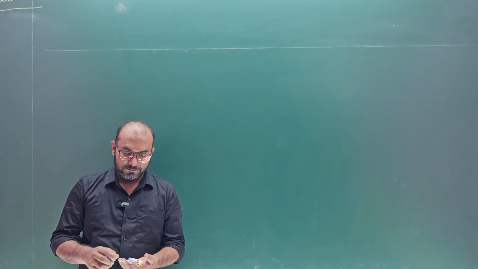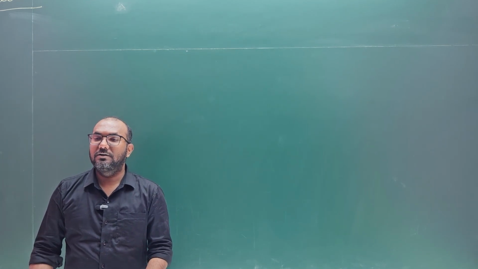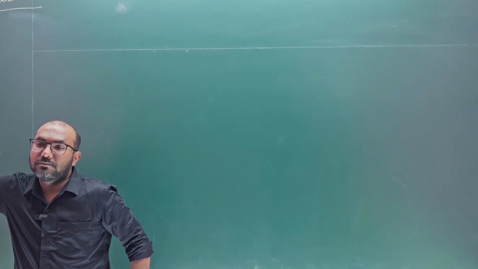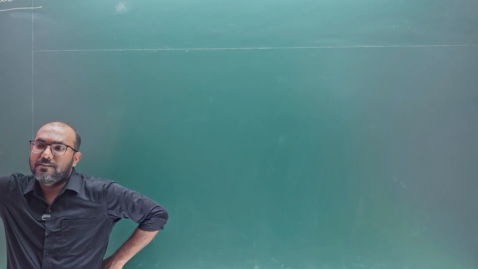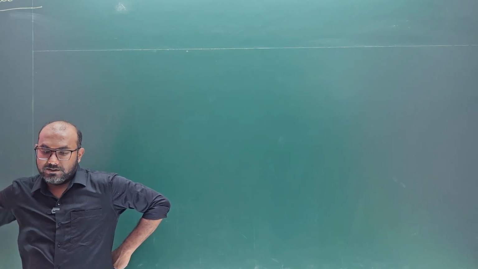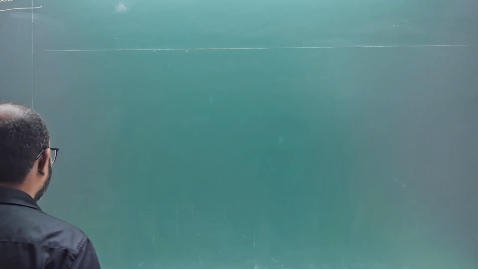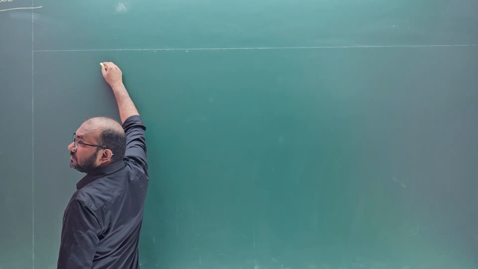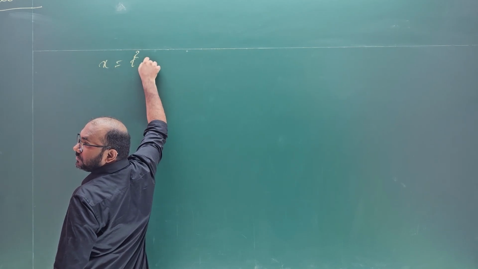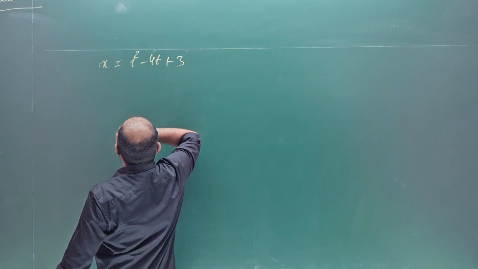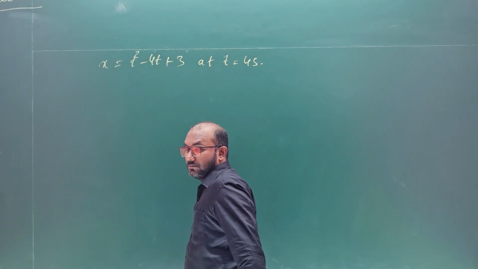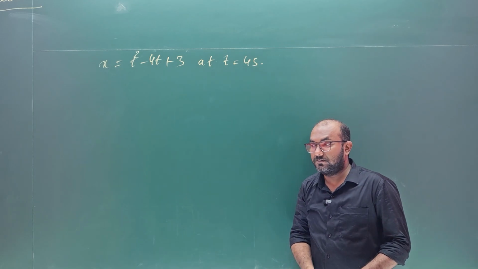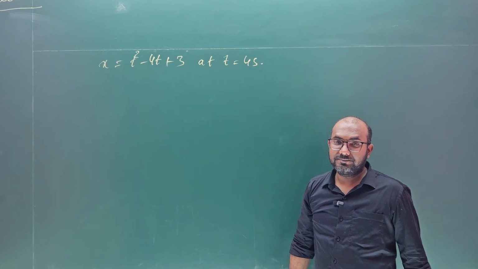Shall we start now? How many of you have done the sheet? Everyone. Do you have any doubt in that? Okay. Let me see the questions. The question is, x is equal to t square minus 4t plus 3 at t equal to how much? 4 seconds. This is the question, no? Okay. You are the new one today?